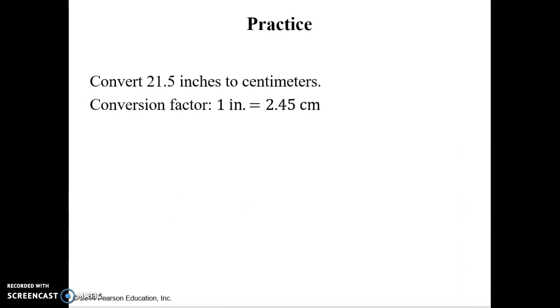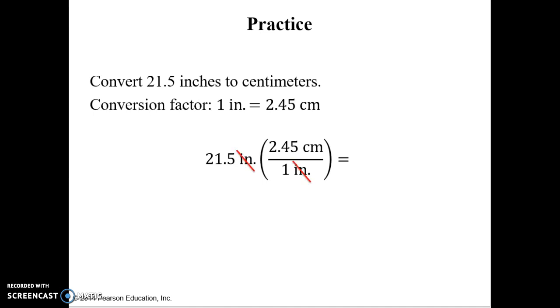The first one is converting 21.5 inches to centimeters with a conversion factor given as 1 inch equals 2.54 centimeters. The first step is to write down the number and unit you're trying to convert. Then, in parentheses, you want to multiply by the conversion factor. Notice how centimeters is on top and inches is on the bottom. This is an important order because look at what will cancel out.